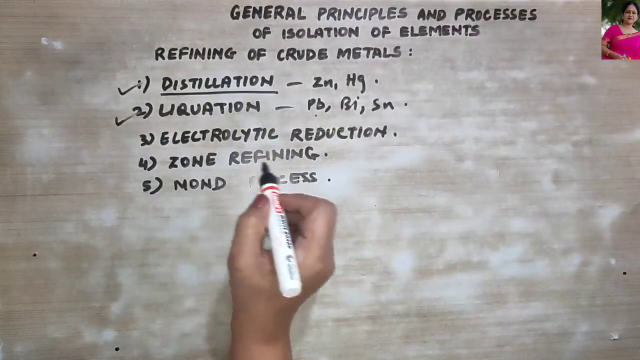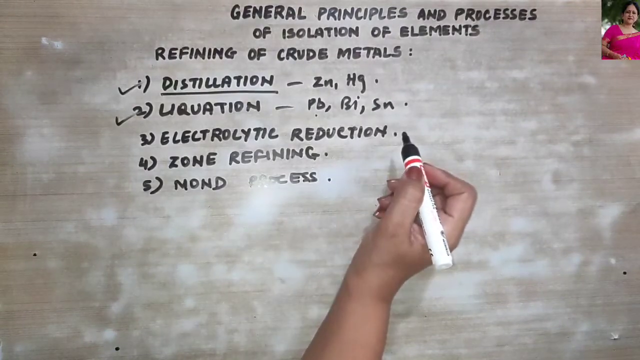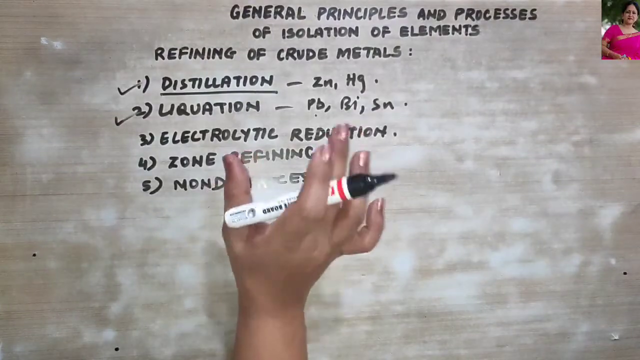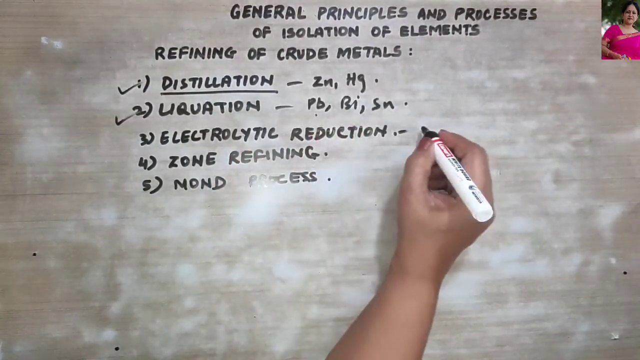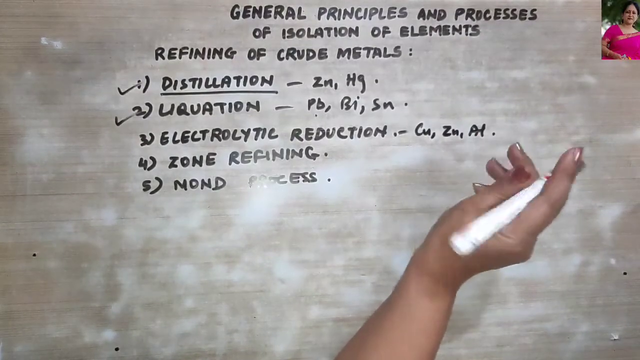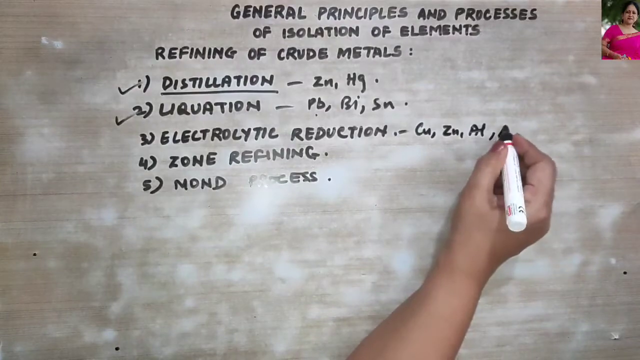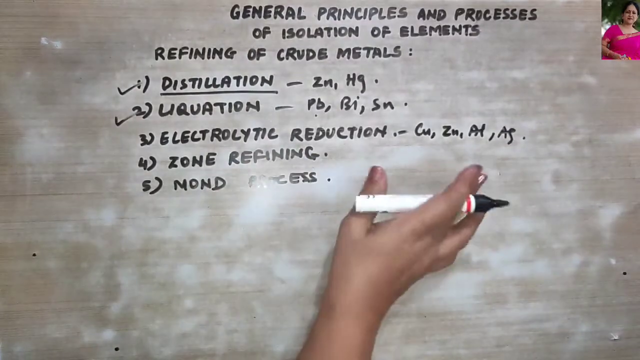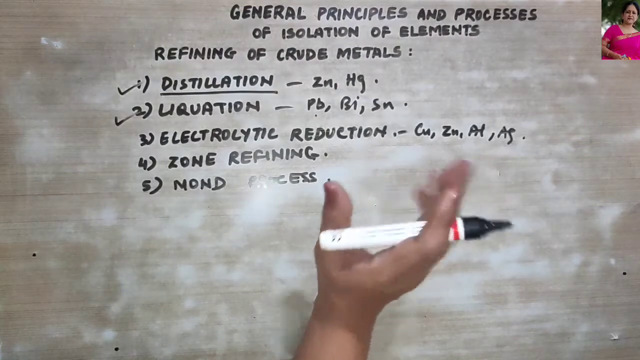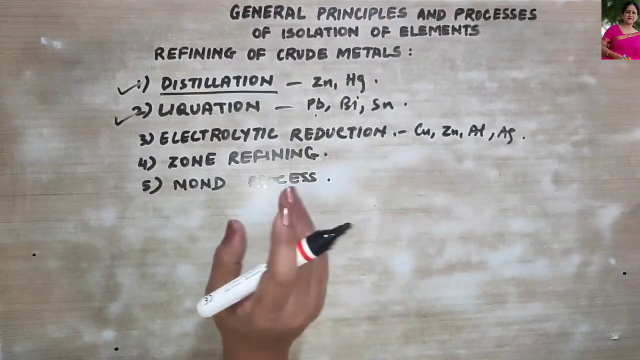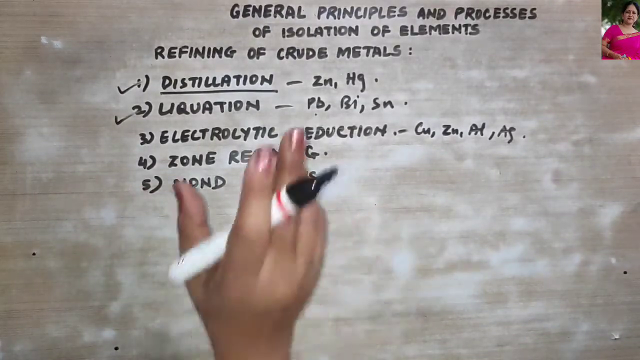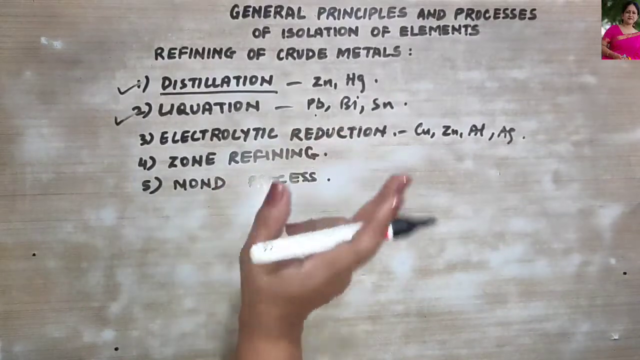Next, let's talk about electrolytic reduction. This one you very well know. In this technique, we purify metals like copper, zinc, aluminium and so on. Silver can even be purified by this electrolytic reduction. So in this process of electrolysis, what do we need? We need an electrolytic cell. Then we have the anode and the cathode. What should be your anode? The thick block of impure metal.